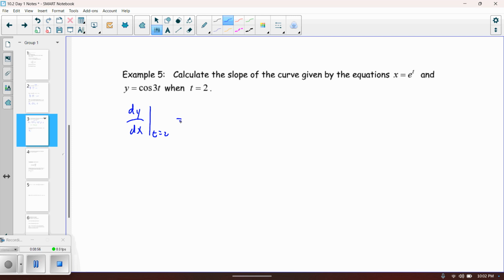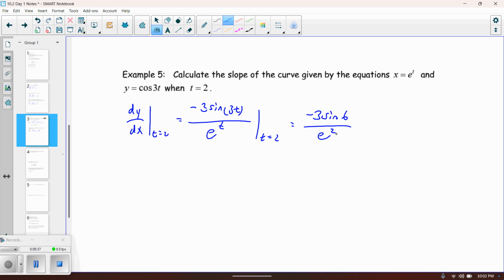So the derivative of the y portion goes on top. That's going to be negative 3 sine of 3t, utilizing a chain rule, divided by the derivative of e to the t. It's just e to the t. And we'll evaluate that when t equals 2. So we are going to get negative 3 sine of 6 divided by e squared. Okay, that's not a real pretty derivative, but that is the derivative.